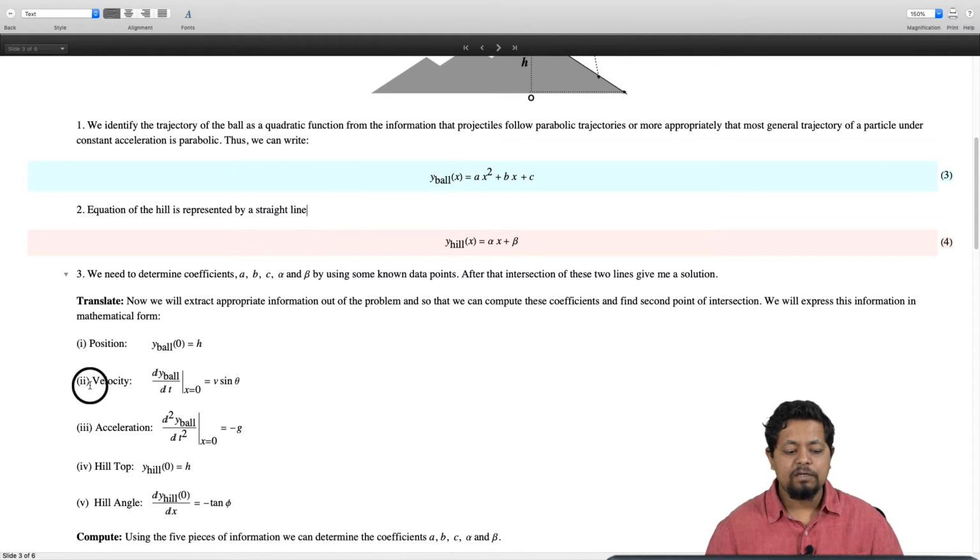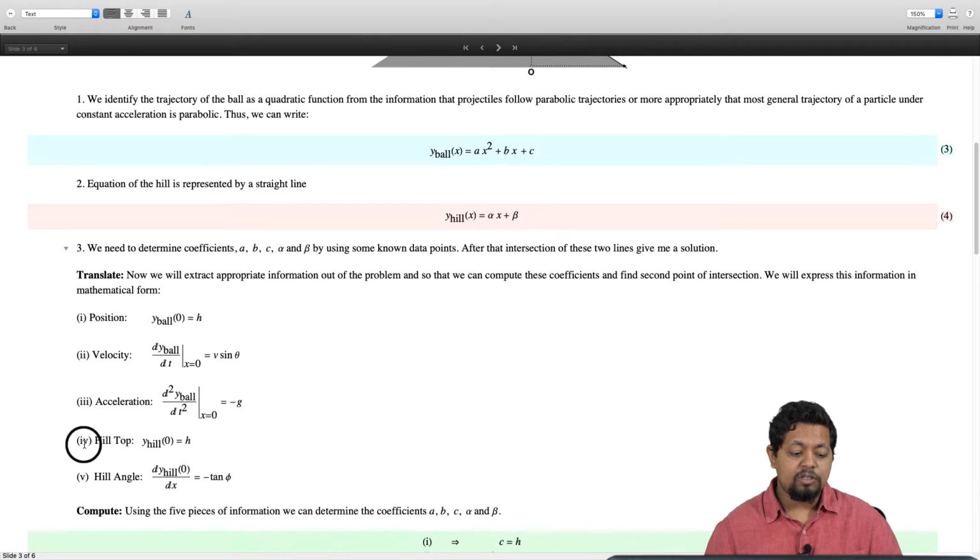I also know that when I throw the ball at the top of the hill, dy ball by dt at x equal to 0 is v sin theta, because I know the angle theta. I also know that d square y ball by dt square, that is the acceleration of the ball in the y direction, is minus g, which is always minus g independent of what the position is.